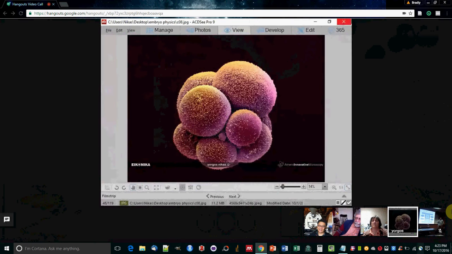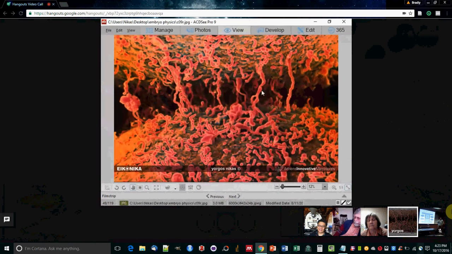This is an 8-cell stage, even more at day 3. This is not 8, this is 10, 12 cells. Day 3, still no compaction, and the blastomeres are held together by long microvilli connecting the two blastomeres.